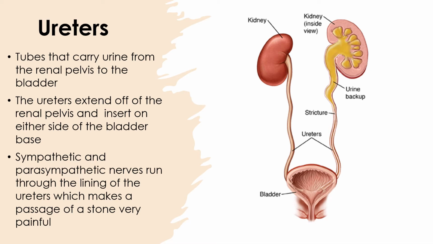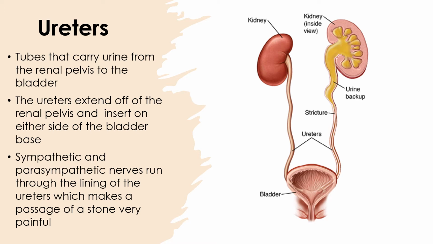And like I said, they extend off the renal pelvis and they insert themselves on either side of the bladder base. They're chock full of nerves though. So the sympathetic and parasympathetic nerves actually run right through the lining of the ureters. So if we're going to talk about stones in a little bit, if a patient is passing a kidney stone, where do you think that's going to be most painful? Definitely the ureters, because they're chock full of a lot of nerve fibers. So the passage of a stone makes it very painful to pass once going through the ureters.